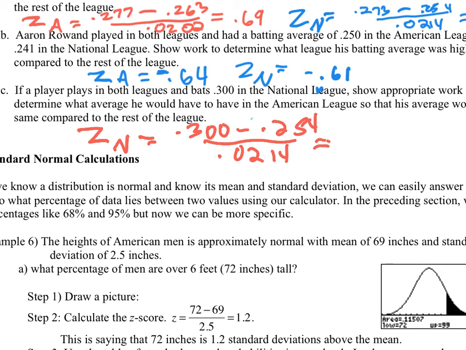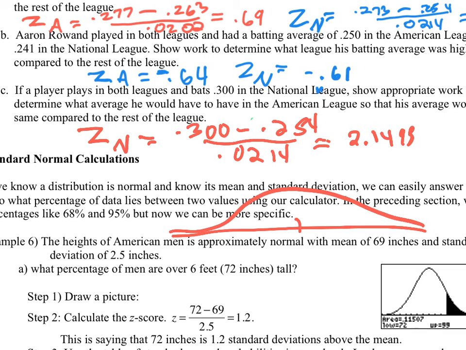So his Z-score is how much? 2.1495. What does that tell you about the Z-score? This is 0, this is 1, this is 2, this is 3. Where is he at in the National? He's here. So we want to find out what his batting average must be in order to be just as good as he was in the National.